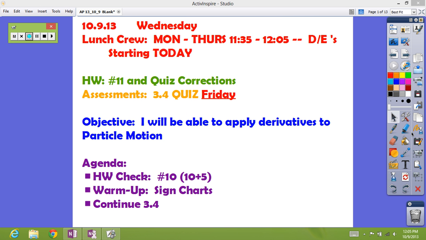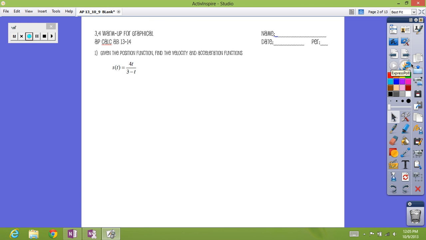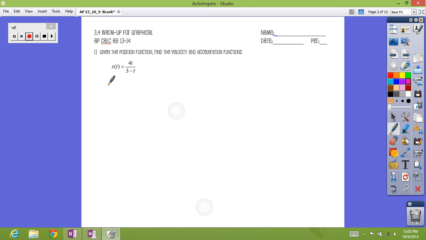Alright guys, so I'm redoing the video from class because there's no sound. So I'm going to walk through pretty much everything we did in class, starting off with our warm-up. I asked for students to work together and find the velocity and acceleration functions, so here we go.